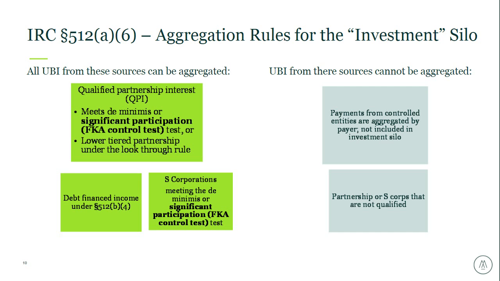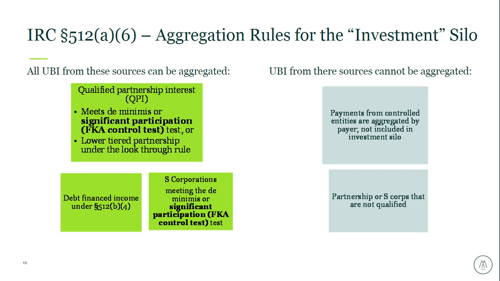And the final regs also expanded the look-through rule to permit an indirect interest in a lower-tier partnership that meets the de minimis test to be treated as a QPI, even if the exempt organization significantly participates in the directly held upper-tier partnership. I'll explain a little bit of that later on. But in order for a partnership to be treated as QPI, the regs say that you either need to meet the de minimis test or the significant participation test or this look-through test.